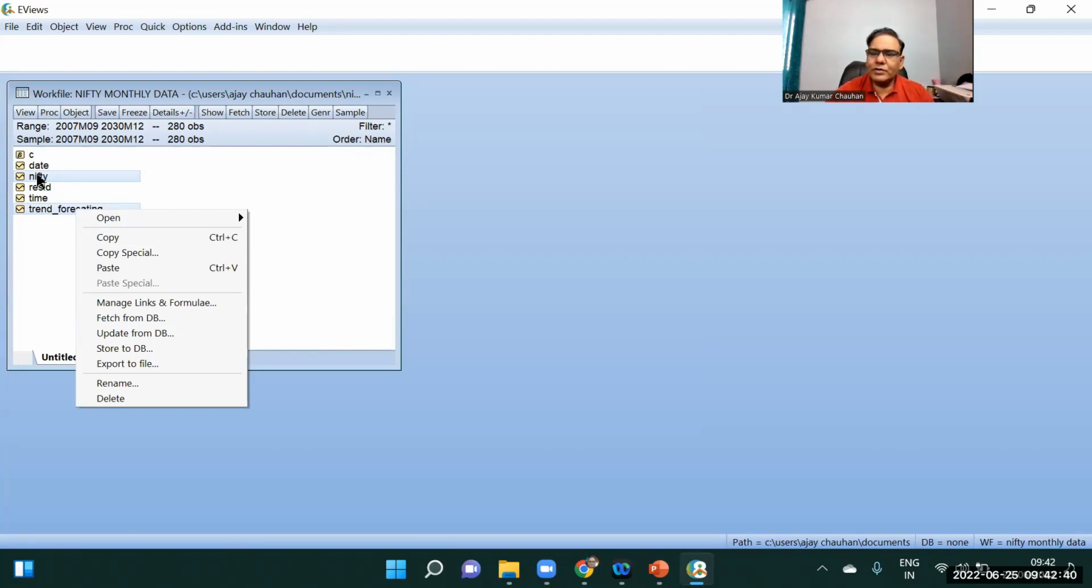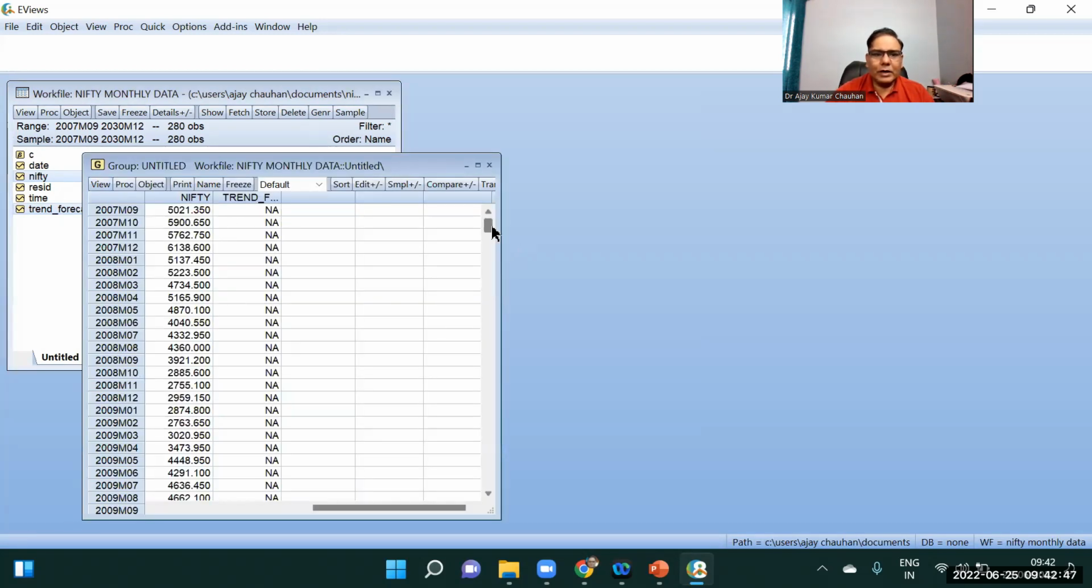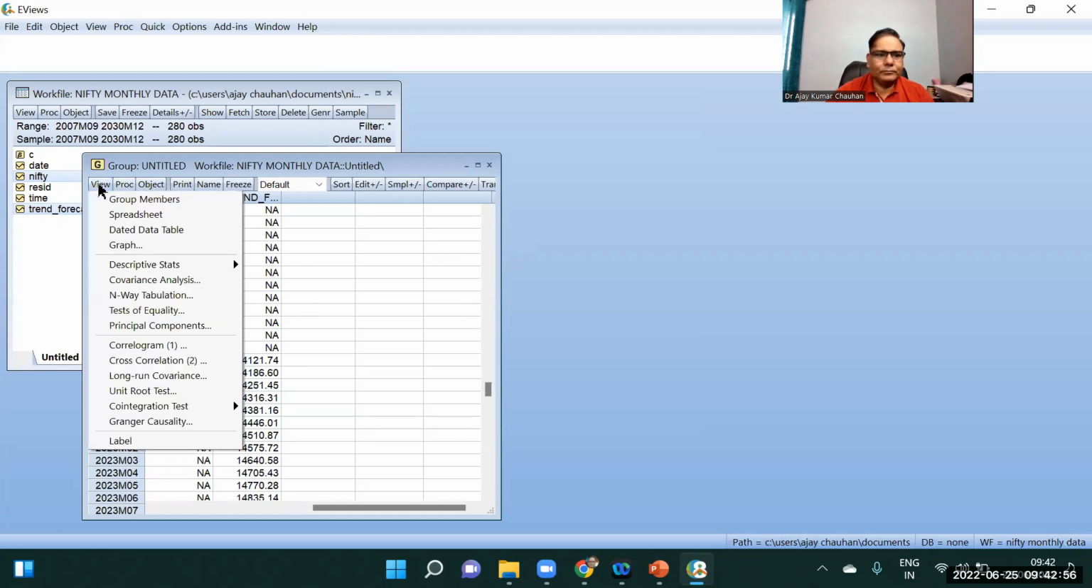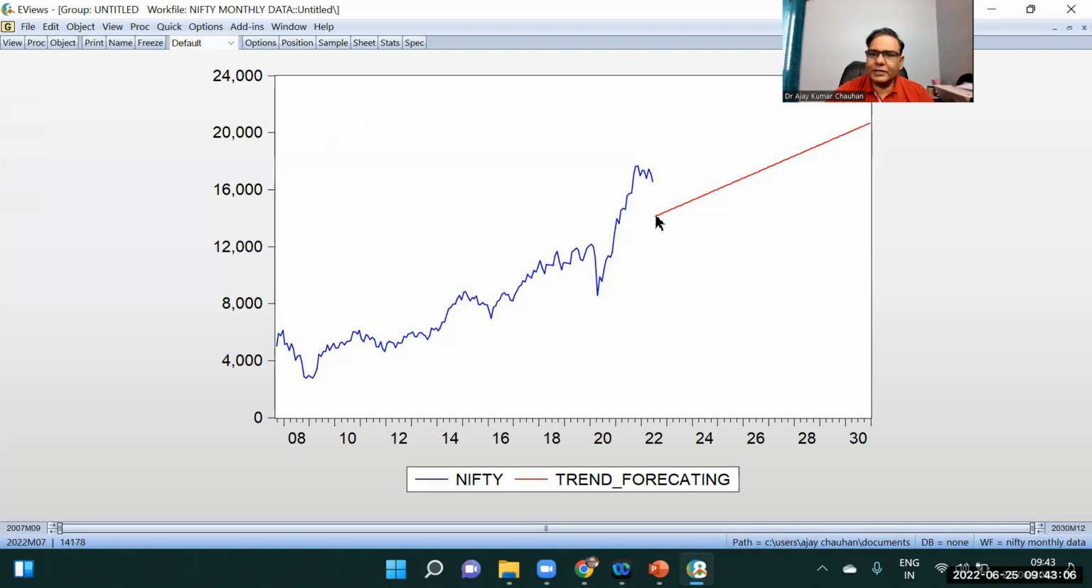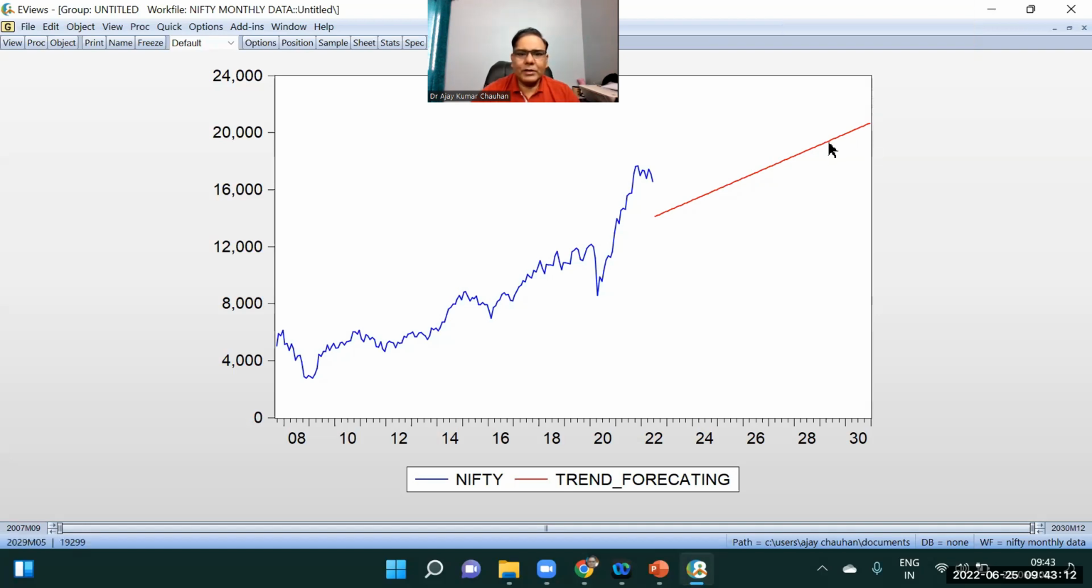So I am selecting the original value of Nifty, trend forecasting, open as a group. In forecasted series, up to 2006, there is no value. And these are the forecasted values. Let's plot the graph. So you can see that the red line is showing you the forecasted value of the series. So this line is showing you what is the average value of the Nifty in coming days, how the Nifty should move. And this drop is showing you there is a correction required in this series.